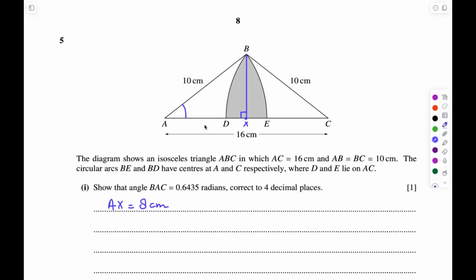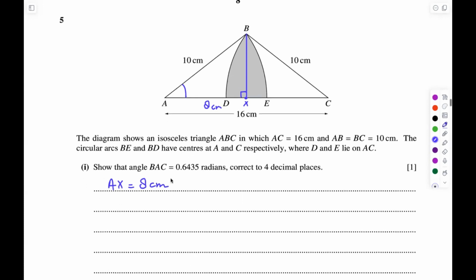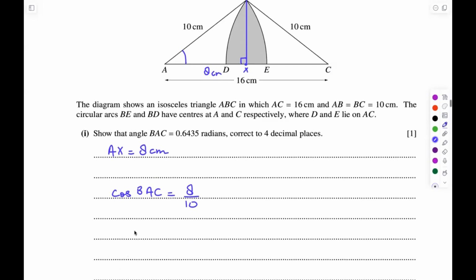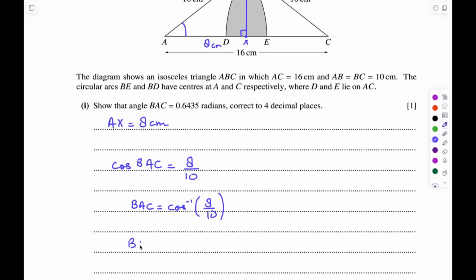So to find the angle BAC, we can use cos theta. So cos of BAC will be equal to 8 upon 10. So BAC will be cos inverse of 8 upon 10. Taking cos inverse of 8 upon 10, the angle BAC will be equal to 0.6435 radians.